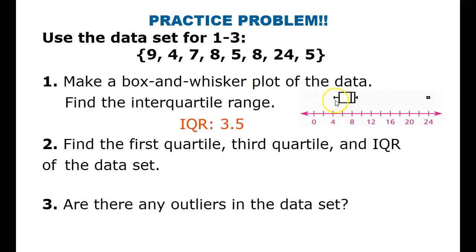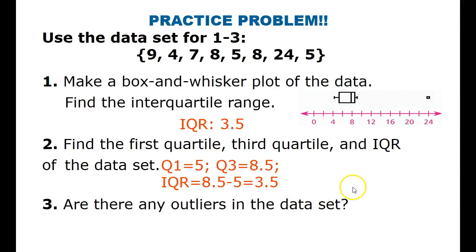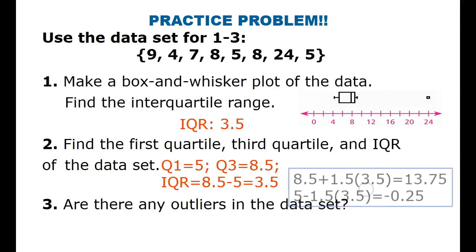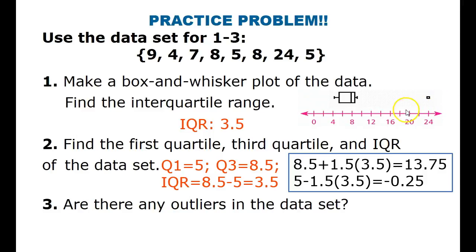Now to find the interquartile range, you would subtract Q1 from Q3. You should get 3.5 when you do that. The first quartile was 5, the third quartile was 8.5, and the interquartile range, as we already said, was 3.5. Were there outliers? Well, we already see from our graph that there is an outlier. I should have done this first and then done the graph. Sorry about that.